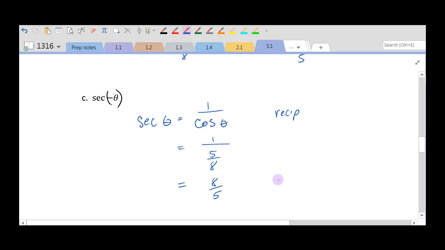Now the negative angle identity says if I have the secant of a negative theta, that's the same thing as the secant of positive theta. So therefore the sign of this doesn't change, because I know that theta is positive in quadrant 4, and so that's how come the sign doesn't change on this. So the answer would be 8/5.